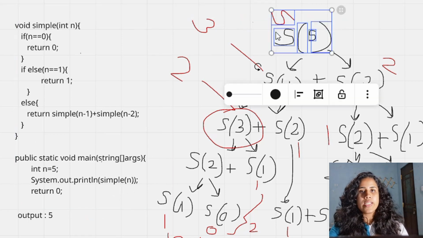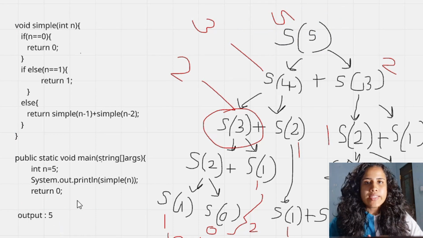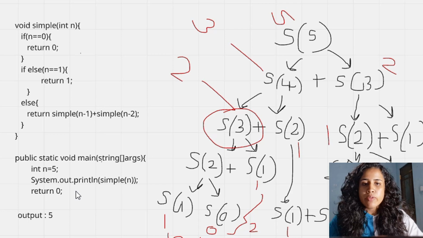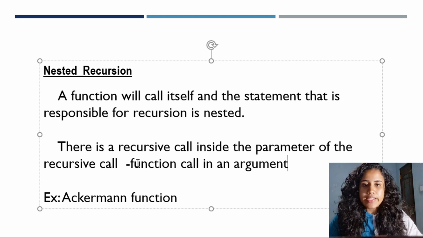Now we'll move on to the nested recursion. So nested recursion means a function will call itself and the statement that is responsible for recursion is next, which simply means that there is a recursive call inside the parameter of the recursive call, which simply means function call in an argument. You can just say that recursion in recursion.